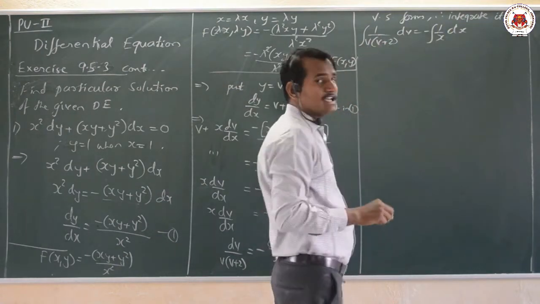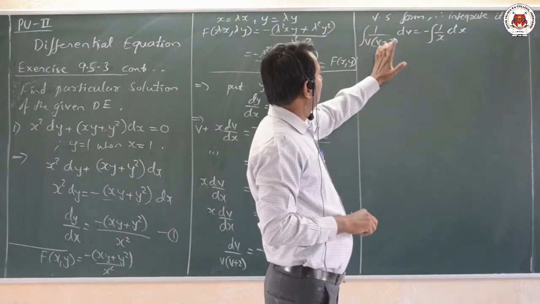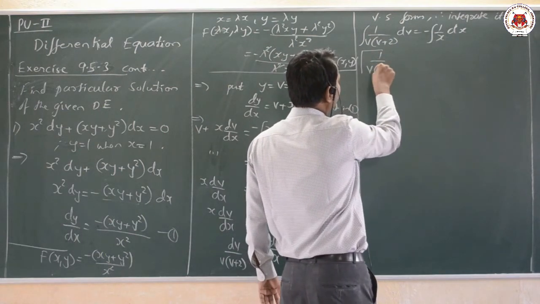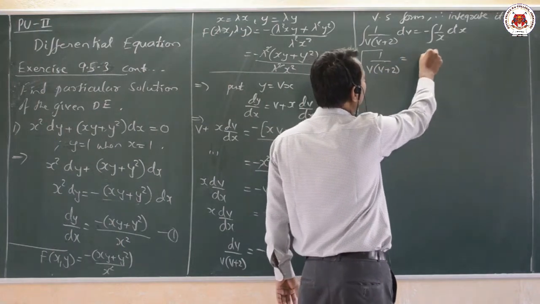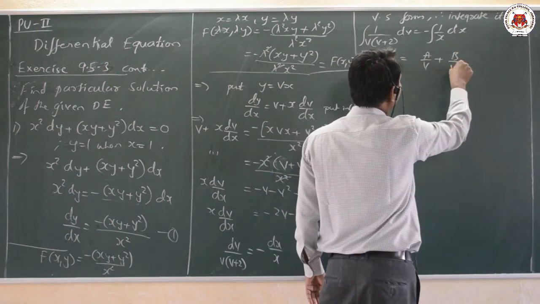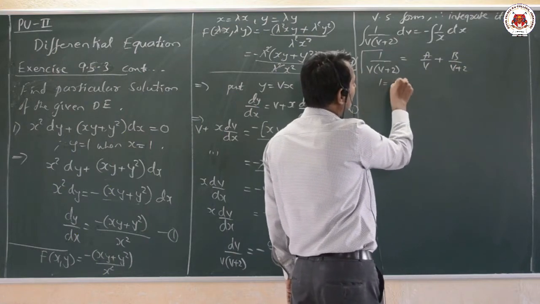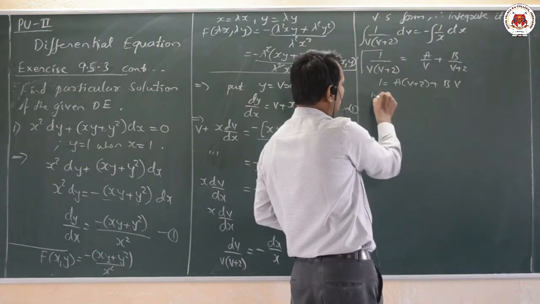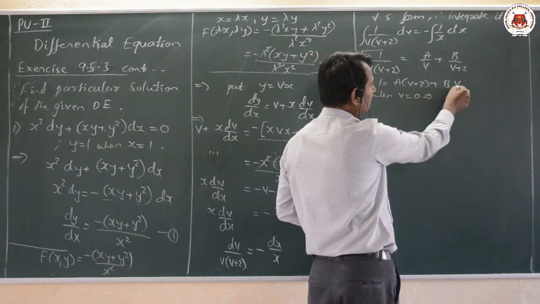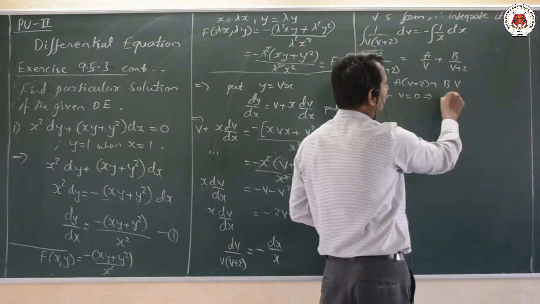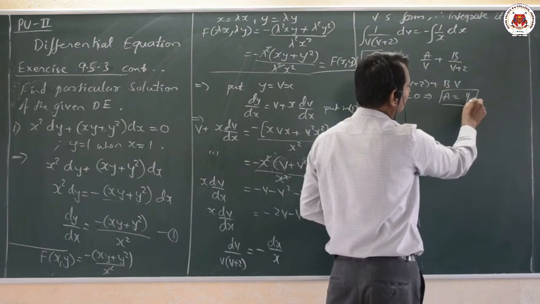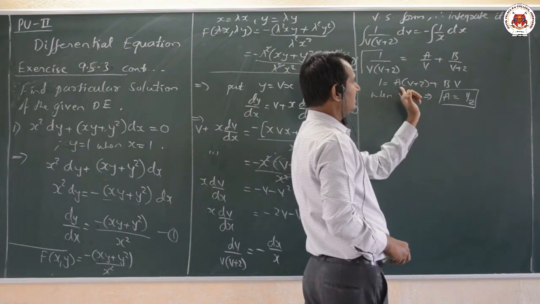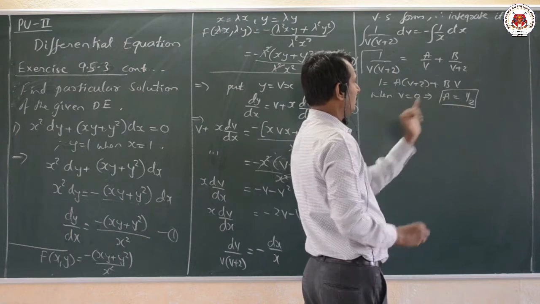Now on this LHS part, 1 divided by v into v plus 2, we have to solve it by making use of partial fractions. That is 1 divided by v into v plus 2 equal to a divided by v plus b divided by v plus 2. Now 1 is equal to a into v plus 2 plus b into v. When v is equal to 0, 0 plus 2, a is equal to 1 by 2 I will get. How do we get it? Put v equal to 0 in both. It is a constant, so a into 2, that is a equals 1 by 2.